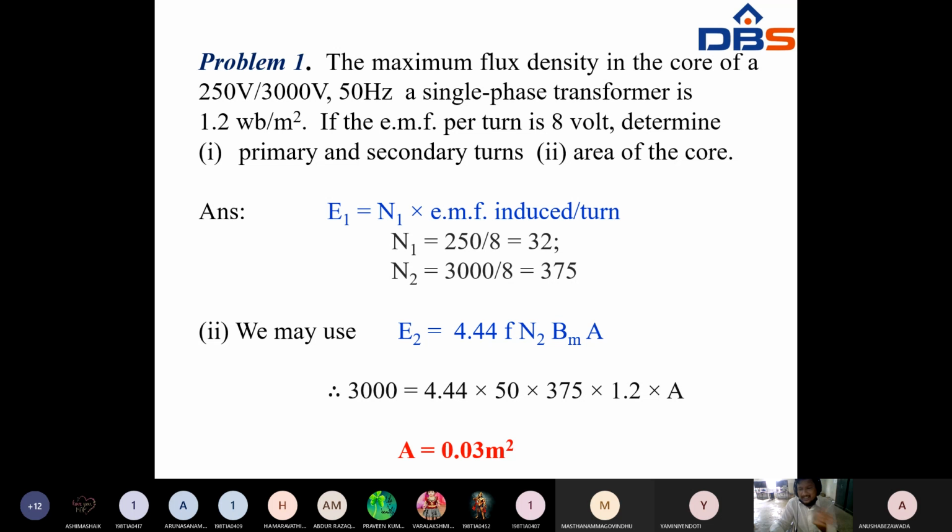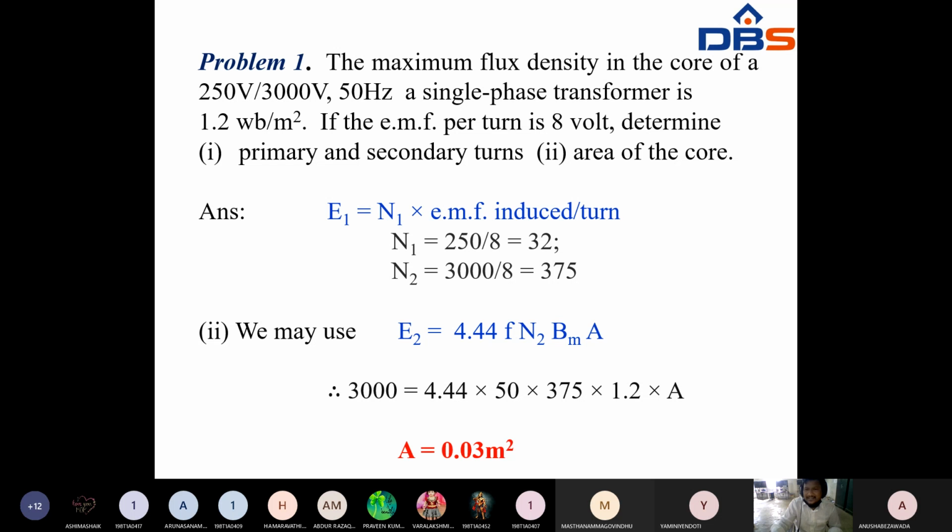Suppose we take E2, then E2 by N2 is equal to 8. So if it is E2, then we take 3000, and if E1, we take 250, when they don't specify. Therefore N1 is equal to 250 by 8, N2 is equal to 3000 by 8. So the number of turns N1 is equal to 32, N2 is equal to 375. So the number of turns in the secondary is more. What type of transformer? Step-up transformer. If the number of turns is greater, it is a step-up transformer.